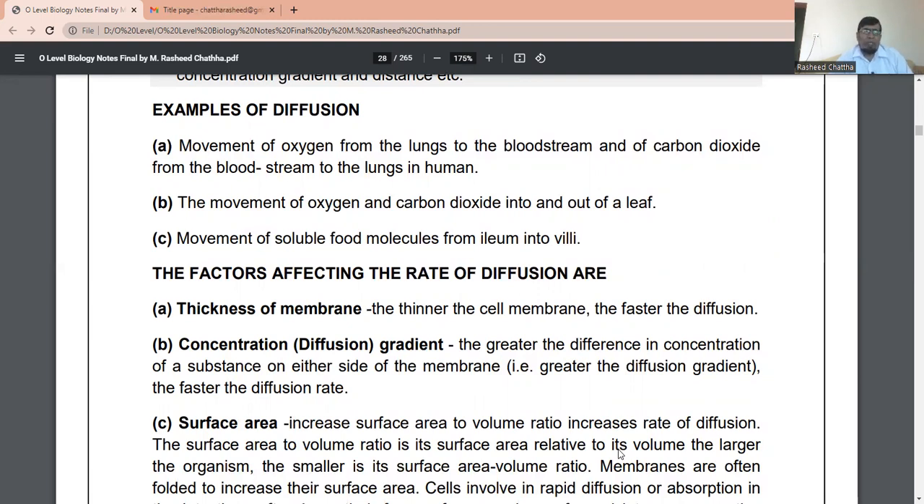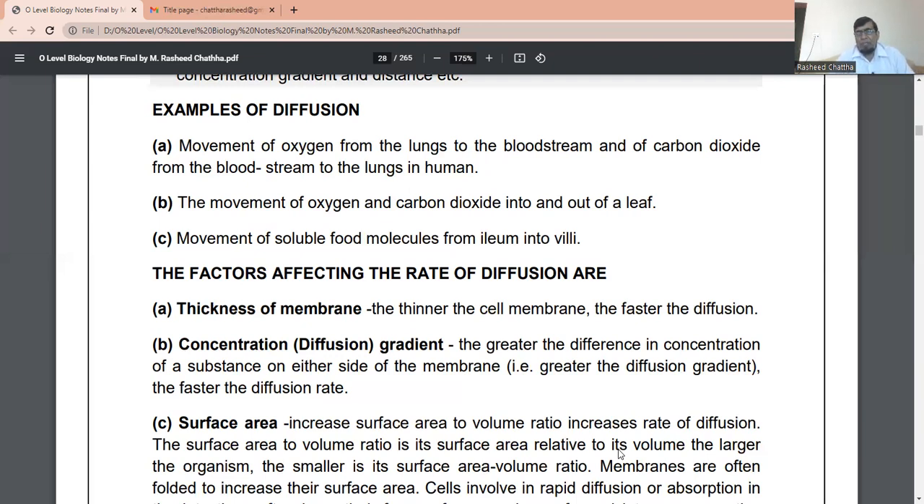Now, the factors which affect the rate of diffusion are, first, thickness of the membrane. The thinner the cell membrane, the faster the diffusion. Basically, if the membrane is thick, then the distance will be more, so the movement will be less, and if the membrane's thickness is less, then the distance will be less, so the rate of diffusion will be faster.